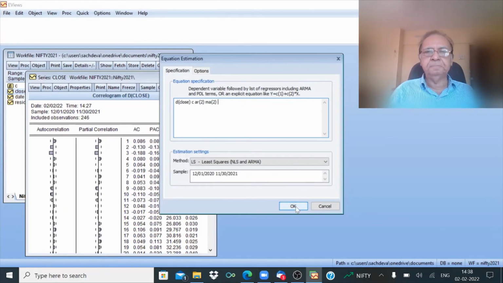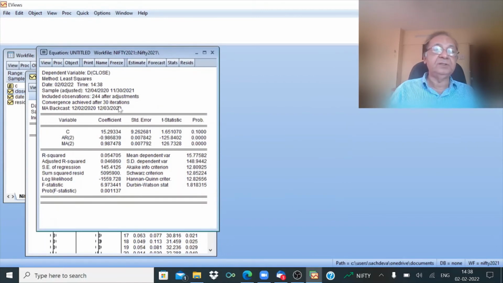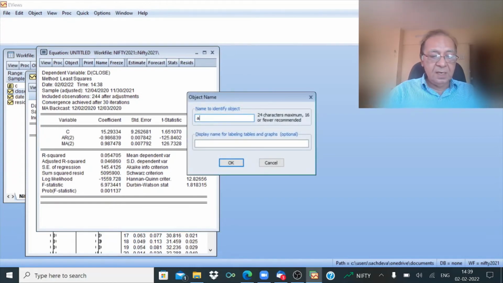We will say okay. Now this is the equation with our AR2 and MA2, ARIMA 212. Now here in this case, R squared is 0.04705. Durbin-Watson is 1.813. So Akaike info criteria is 12.80925. I'm going to save this equation as AR2 MA2.